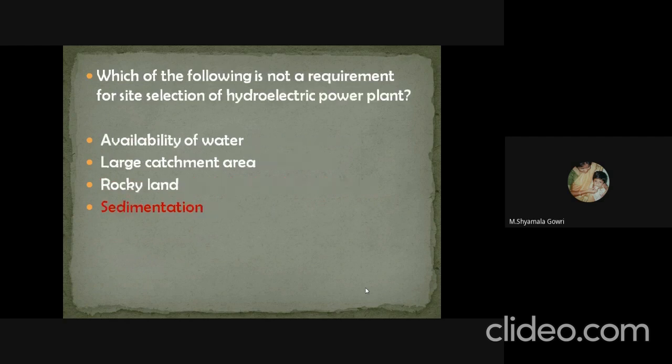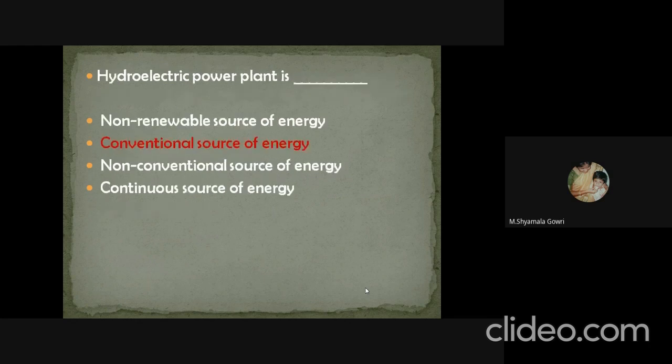Which of the following is not a requirement for site selection of hydroelectric power plant? So, during site selection of hydroelectric power plant, we should know the availability of water, large catchment area, rocky land. These kinds of details we should have for site selection. But sedimentation is not a requirement in the case of hydroelectric power plant. Actually, hydroelectric power plant is a conventional source of energy.